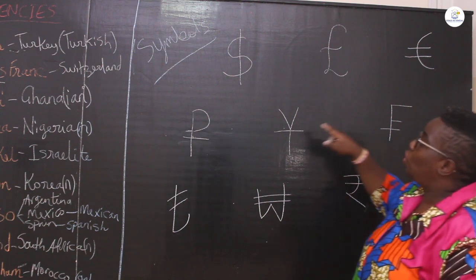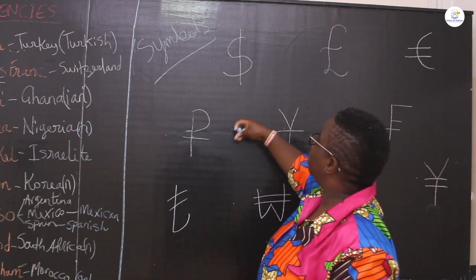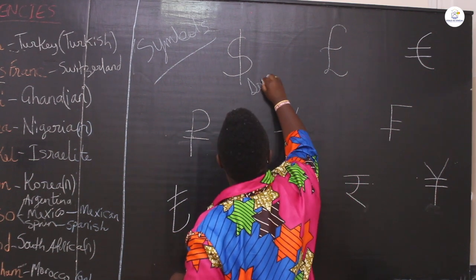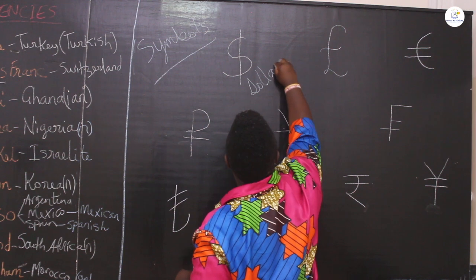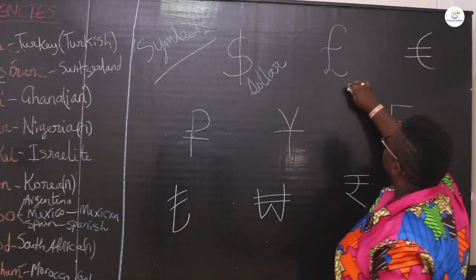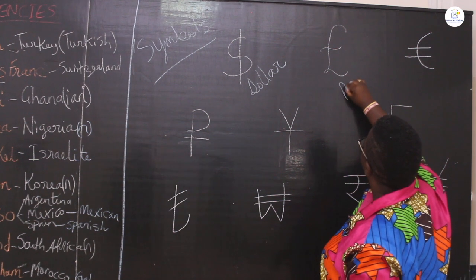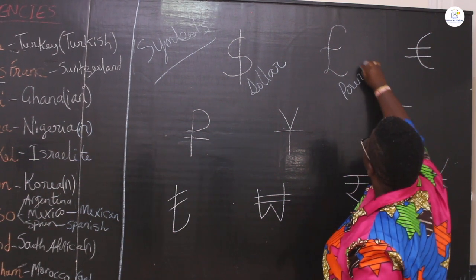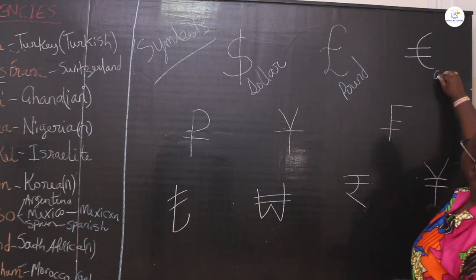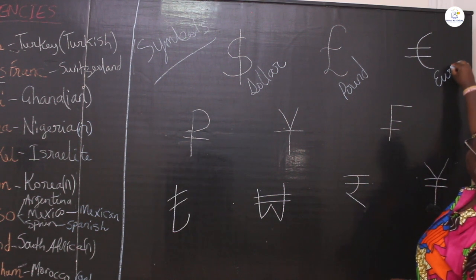Okay, and so this one becomes what? This will become the dollar sign. This is the dollar sign. This becomes a pound, sterling pounds. Remember the pound sign. Of course, we know the pound sign. This becomes the euro sign.